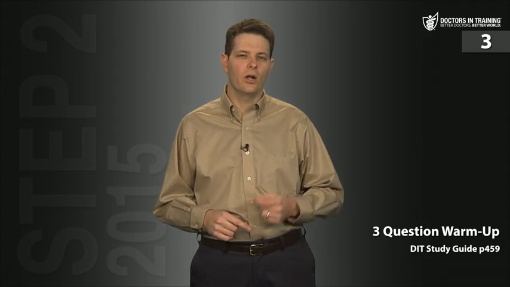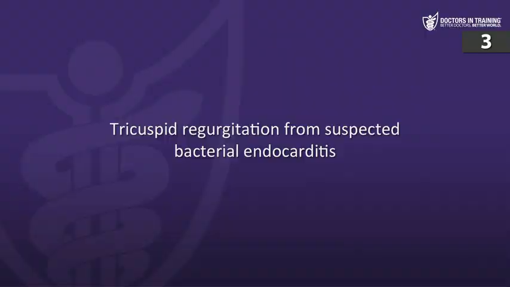And the last one, an IV drug user has JVD and a holosystolic murmur at the left sternal border. So this is a classic murmur for tricuspid regurg, right? You suspect he's had endocarditis that's destroyed the tricuspid valve.